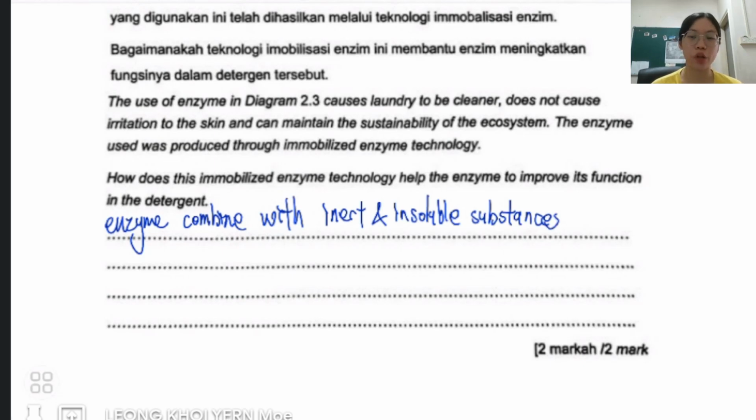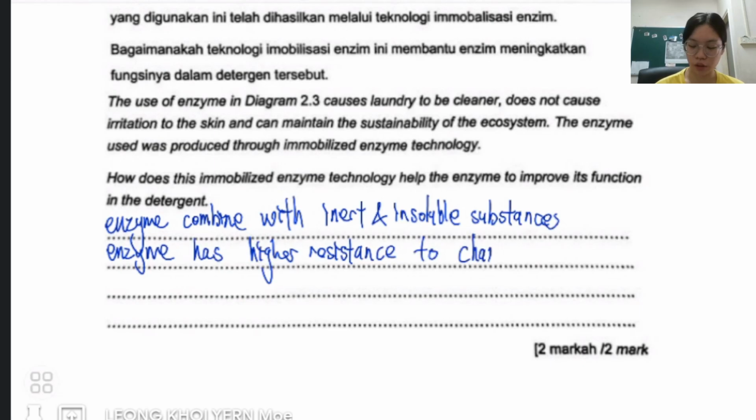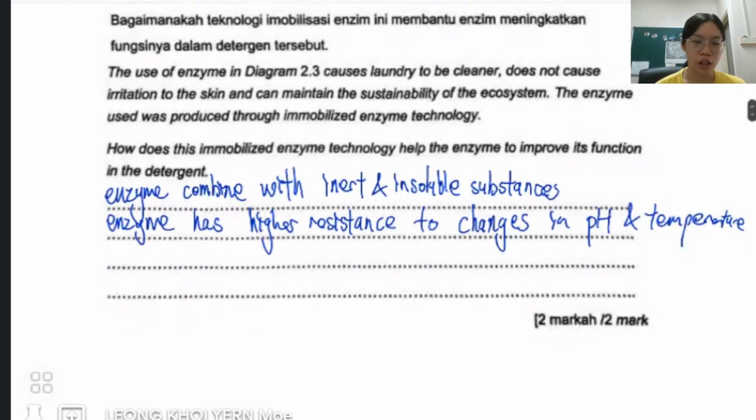Basically, the enzyme will combine with inert and insoluble substances, and this enzyme has increased its resistance, higher resistance to the pH and temperature. To be specific, to the changes in pH and temperature. You can write temperature or pH also can. And then the enzyme will remain in its original position throughout the catalytic process, and the enzyme is easily separated from the product.